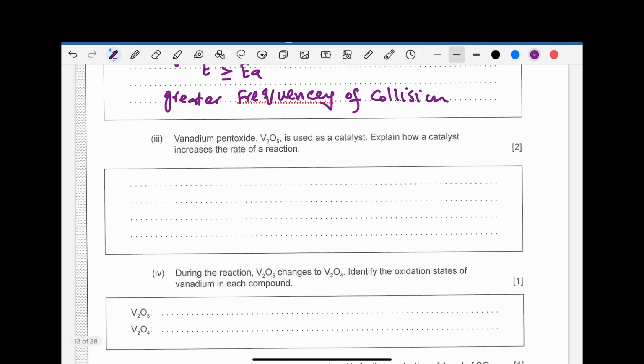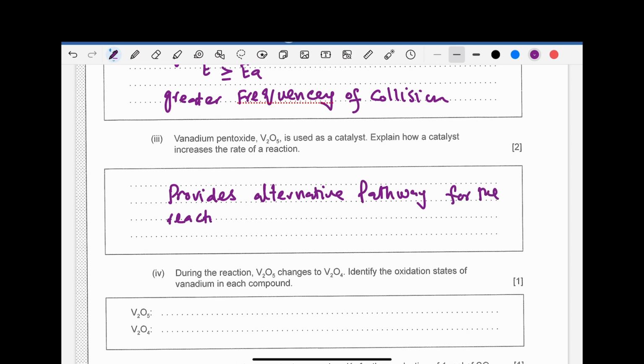Vanadium pentoxide is used as a catalyst. Explain how a catalyst increases the rate of reaction. So a catalyst provides an alternative pathway for the reaction with lower activation energy.